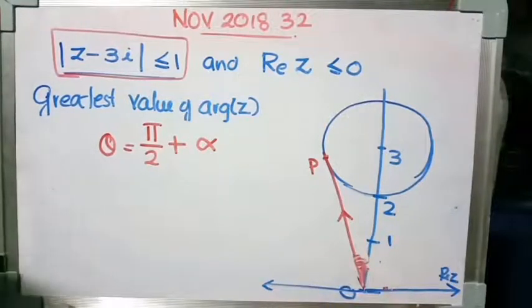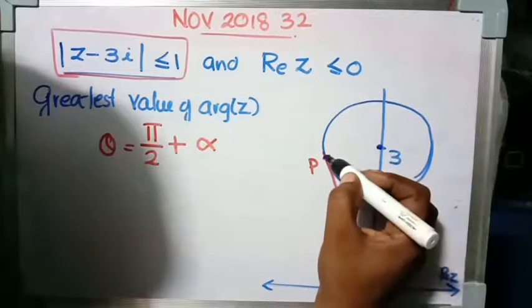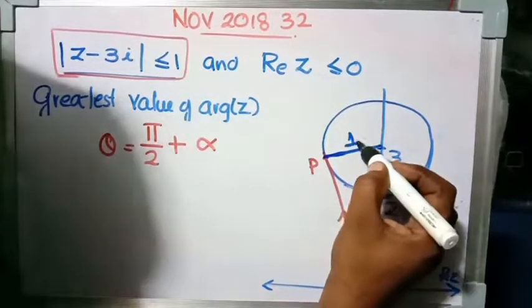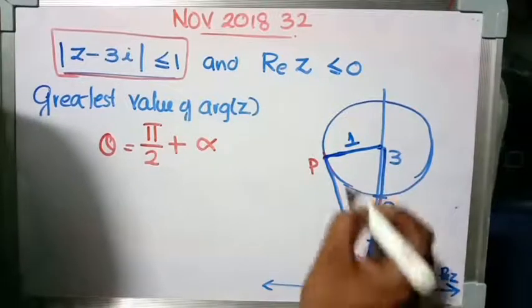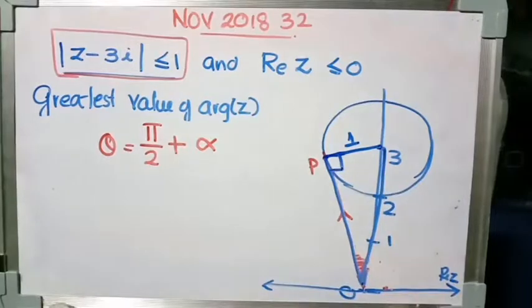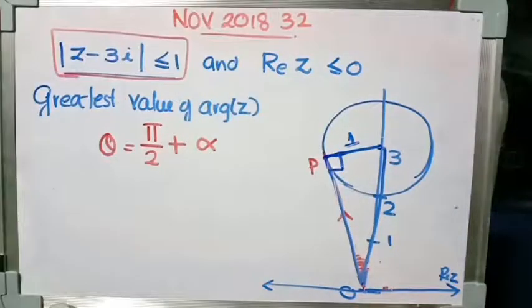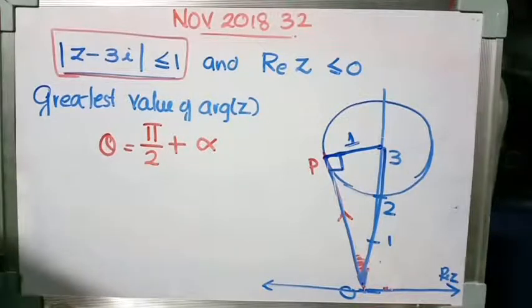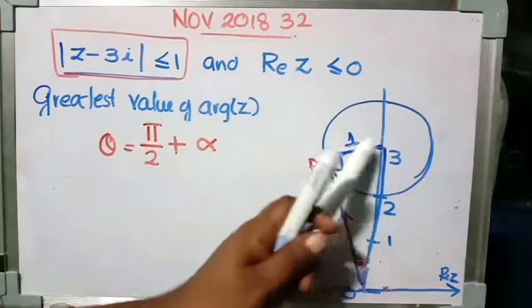To find alpha, let's join this point P and the center of the circle. And you know that is the radius, which is 1 unit. So a right triangle is formed, because this angle is pi by 2. Why? Because the radius is perpendicular to the tangent. That is one of the angle properties of circle: the radius is perpendicular to the tangent through the point of contact. We have learned that in IGCSE classes. So as it is perpendicular, this triangle is a right angled triangle.